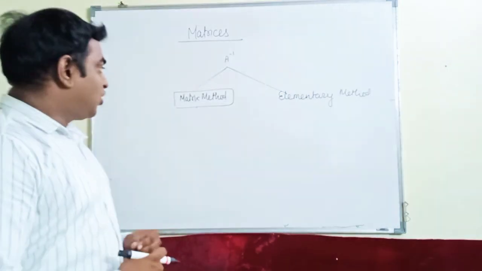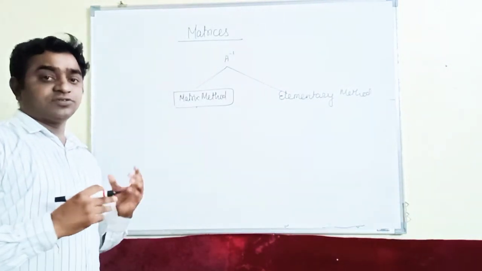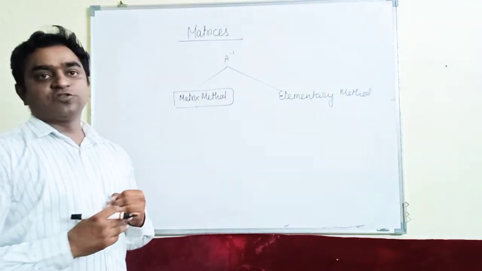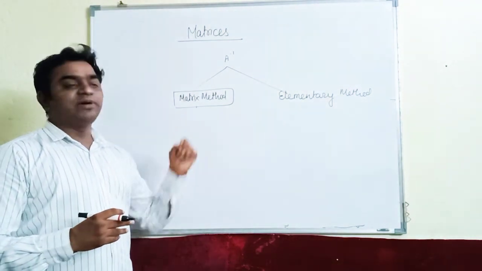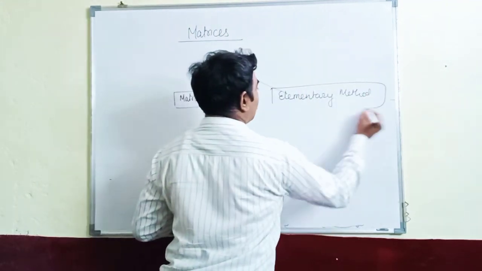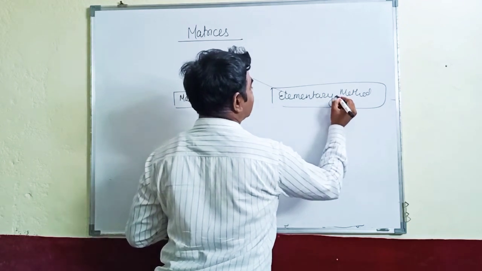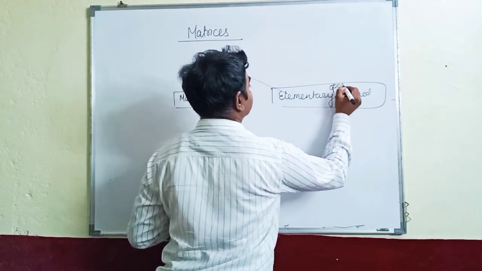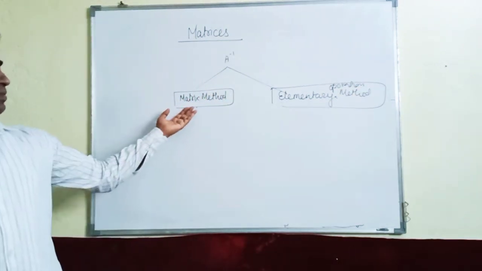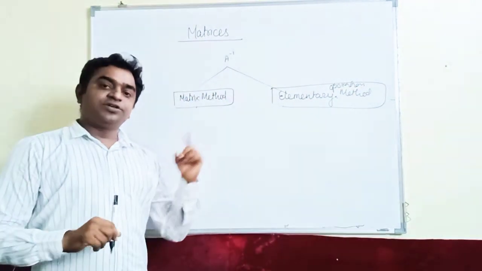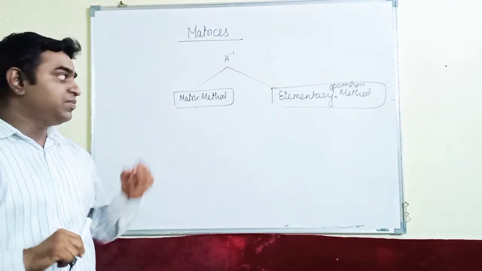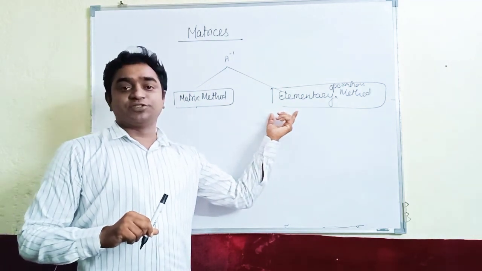Hello students, now we will understand the methods of finding A inverse. There are two methods to find A inverse. First method is the matrix method. Second one is the elementary operation method. The matrix method will come in the determinant chapter, and that is somehow easy compared to the elementary operation method.